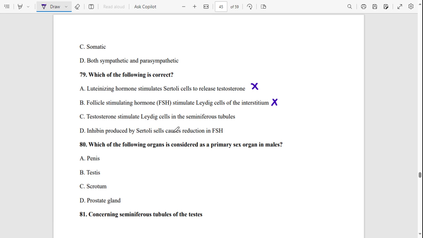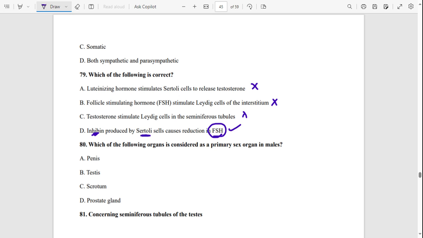Inhibin produced by Sertoli cells causes reduction in FSH. This is now the one which is correct. What happens is that Sertoli cells will be able to produce inhibin. Inhibin will inhibit follicle stimulating hormone. Okay, it inhibits follicle stimulating hormone.